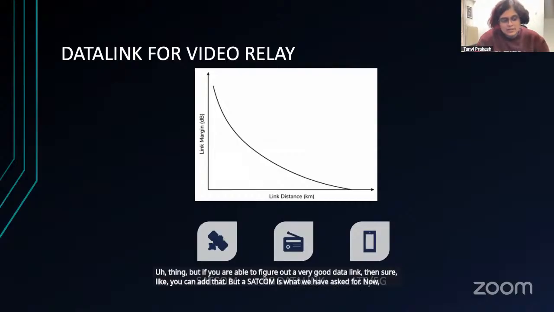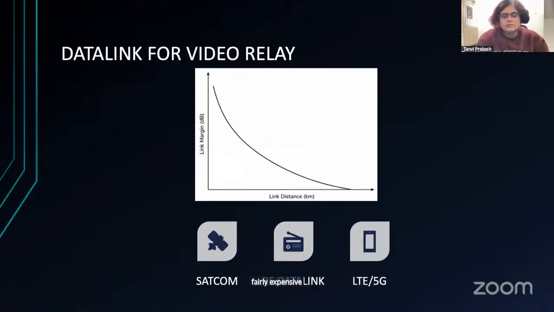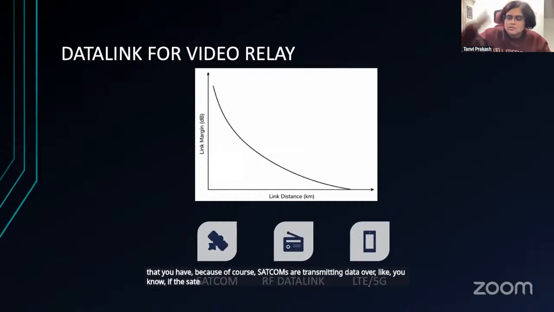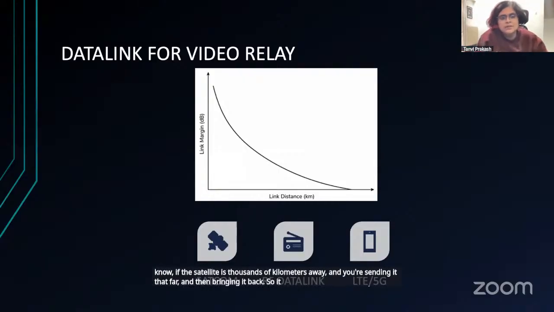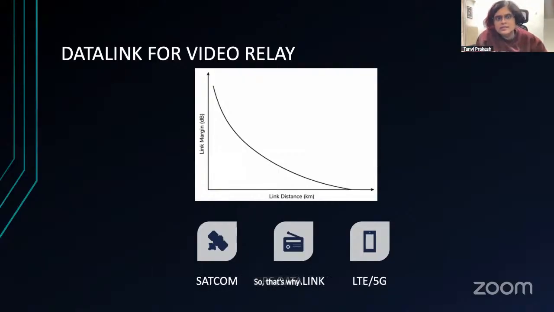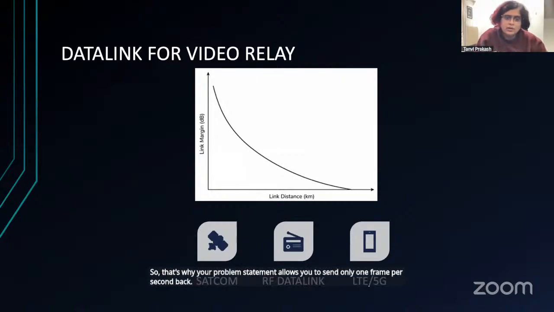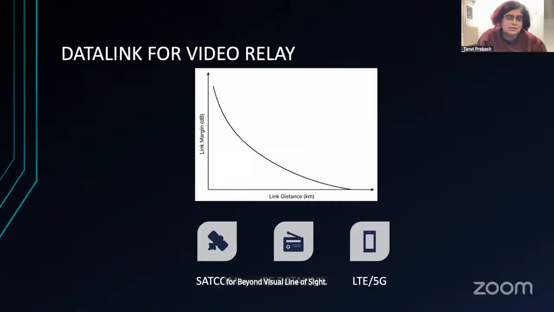Now, satellite communications come at a cost. They are fairly expensive. So the bandwidth that you have, because of course SATCOMs are transmitting data over, if the satellite is thousands of kilometers away, you're sending it that far and then bringing it back. So it's an expensive affair. So that's why your problem statement allows you to send only 1 frame per second back for beyond visual line of sight communication. So there are certain types of SATCOM which can send this kind of limited amount of data.